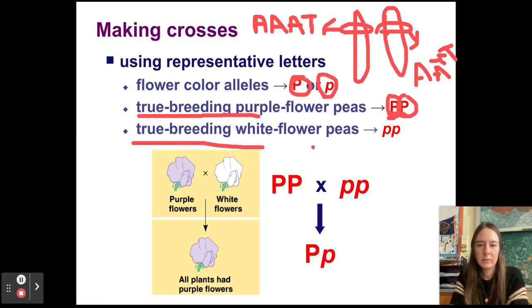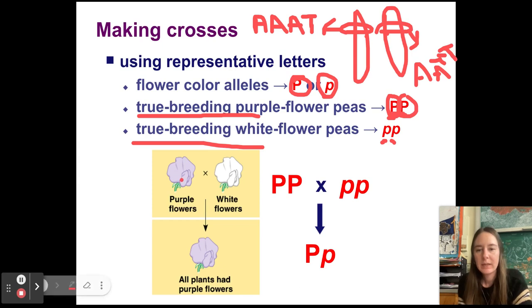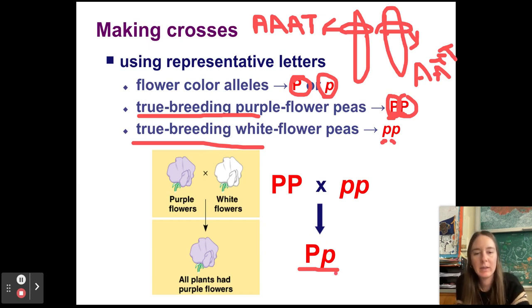True breeding white flowers would have two little p's, right? Because this chromosome came from pollen, this came from the egg, and they come together, but it's from the same plant, so it has the same instructions in the pollen and in the egg, okay? But what if you were to take these true breeding purple and true breeding white flowers and mix them? Well, you're going to get offspring that have a capital P and a lowercase p. Why is that? Why is our offspring going to be this genotype, right? Our genotype is capital and lowercase. Our phenotype, what it looks like, is it actually looks purple.